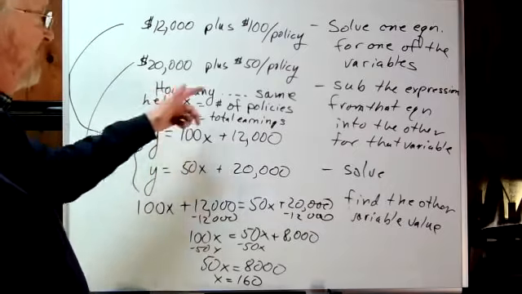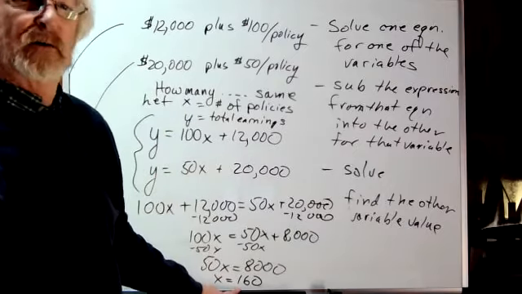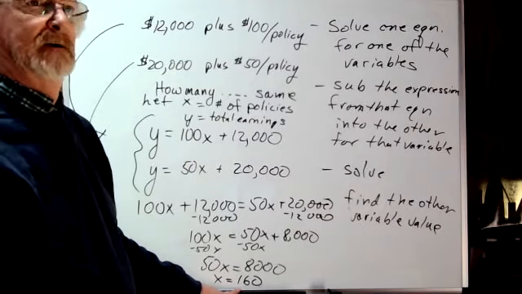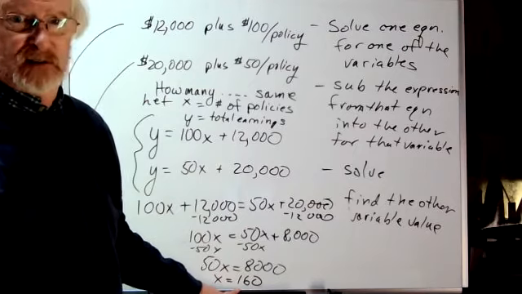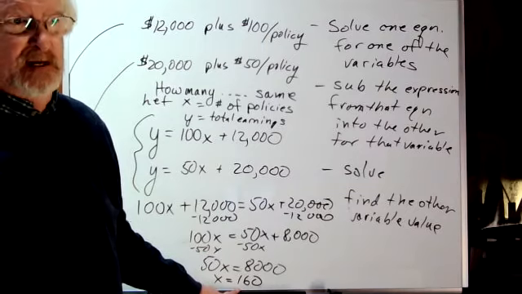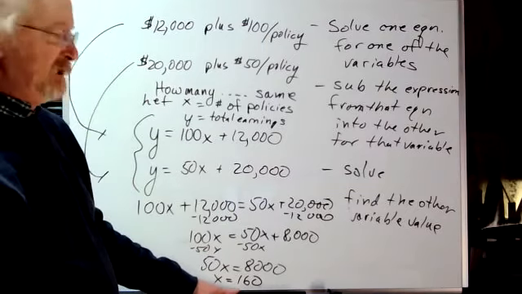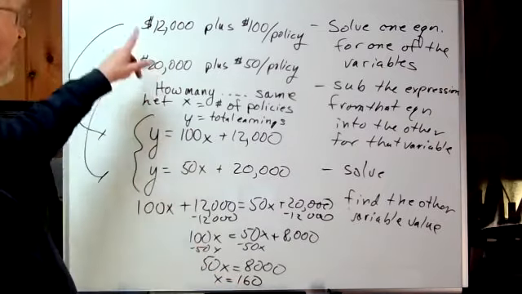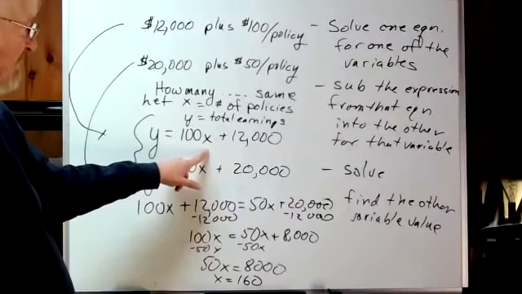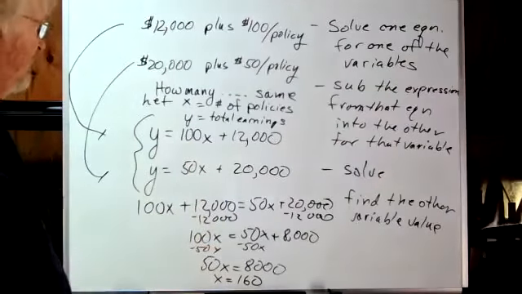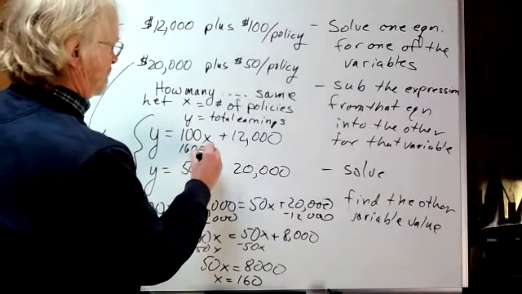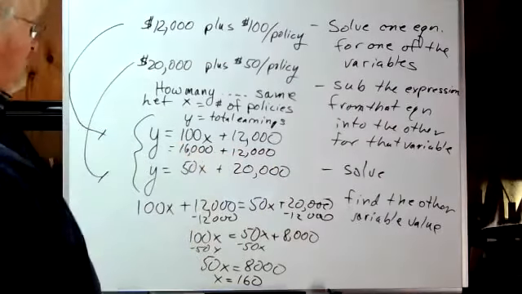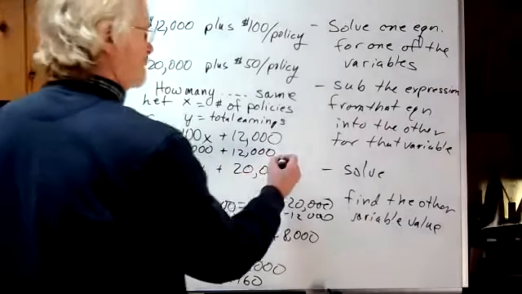So this one just asked how many she had to sell. Only really asked for the X value. She had to sell 160 policies. Now, it might follow up and say, how much would she earn if she sold that many policies? Well, that's plugging this X value back into one of these equations. If I plug 160 in here, I get 160 and two more zeros. Looks like $28,000. She earned 28.